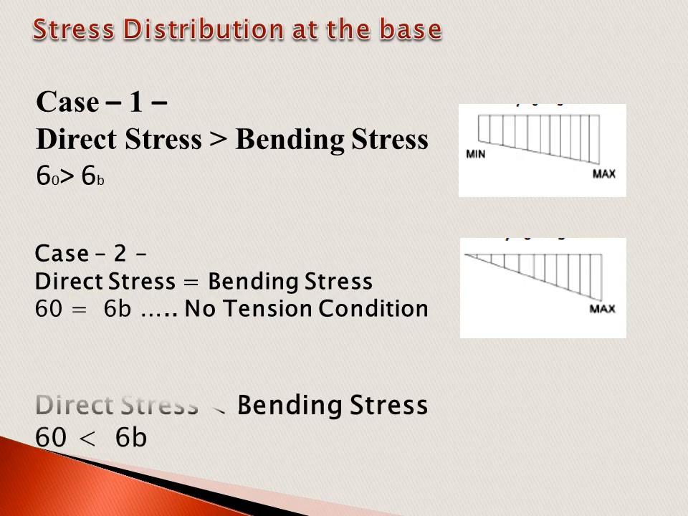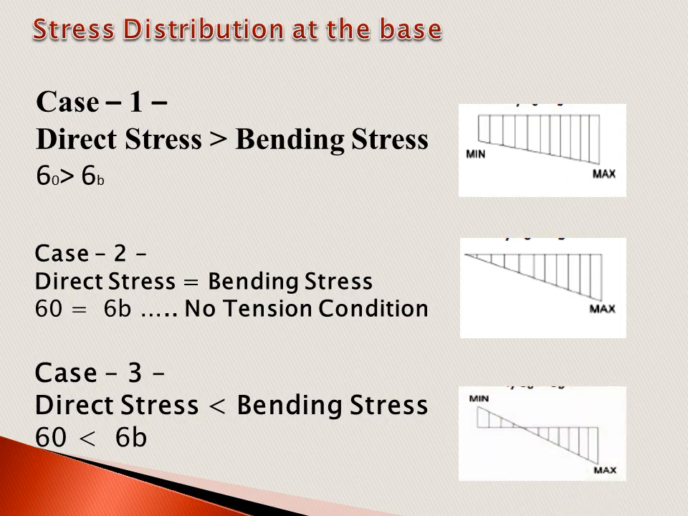Case number 3. If direct stress is less than bending stress, that means sigma 0 is less than sigma b, then the stress distribution diagram is partially compressive and partially tensile in nature. The sigma max is below the line and sigma minimum is above the line. The nature of sigma max is compressive and the nature of sigma minimum is tensile.